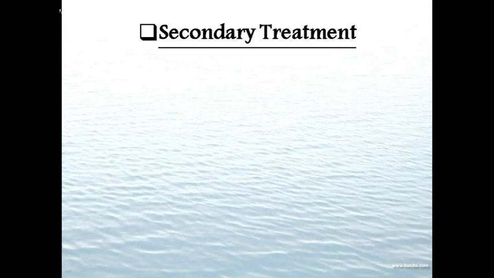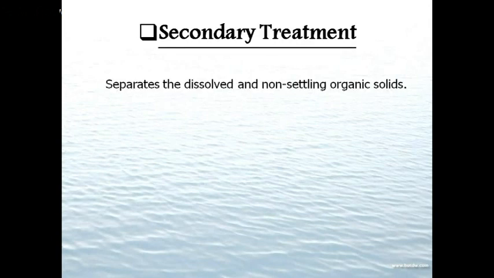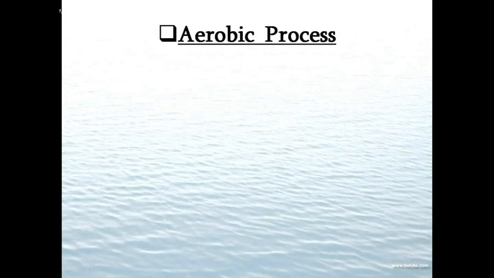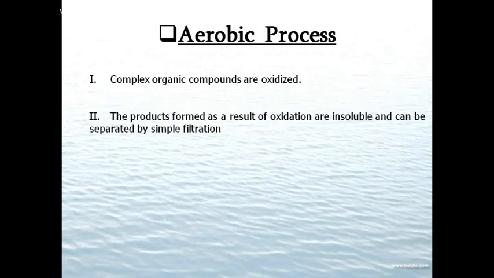Now coming towards secondary treatment. In this process, we separate dissolved and non-settling organic solids. This process comprises two basic steps, aerobic process and anaerobic process. Aerobic process. It comprises two steps. Complex organic compounds are oxidized, and secondly, the products formed as a result of oxidation are insoluble and can be separated by simple filtration. The best example of this method is activated sludge.